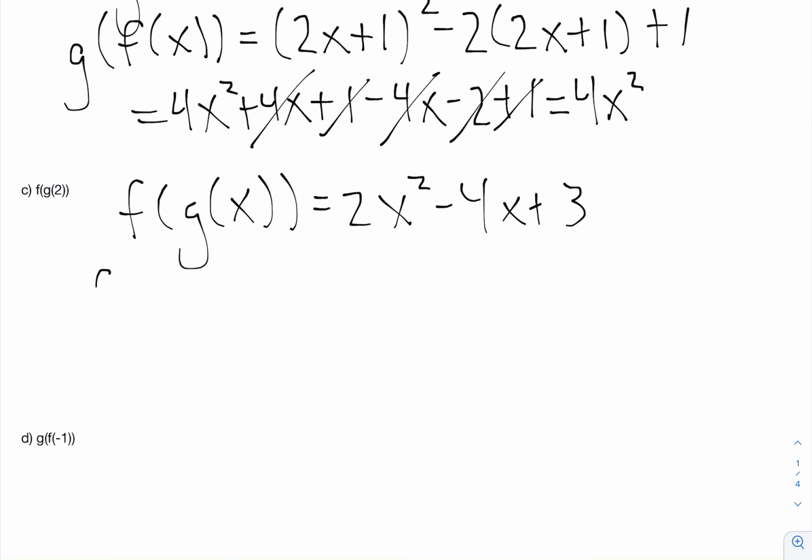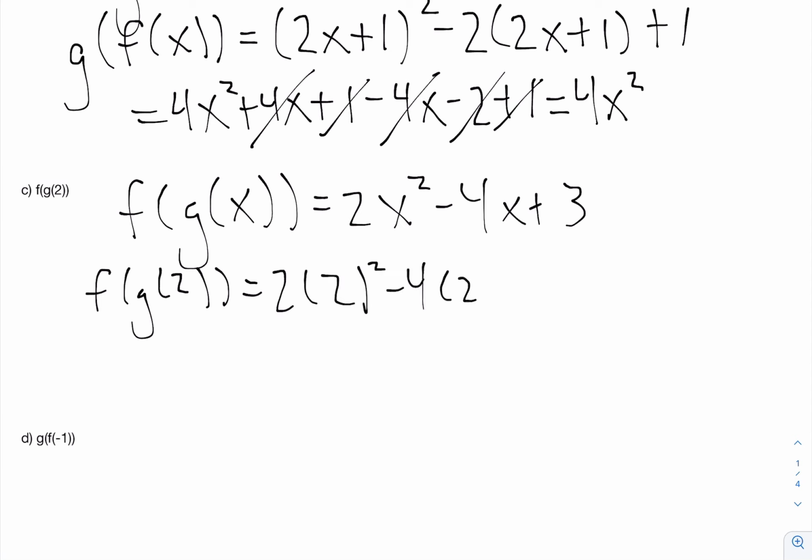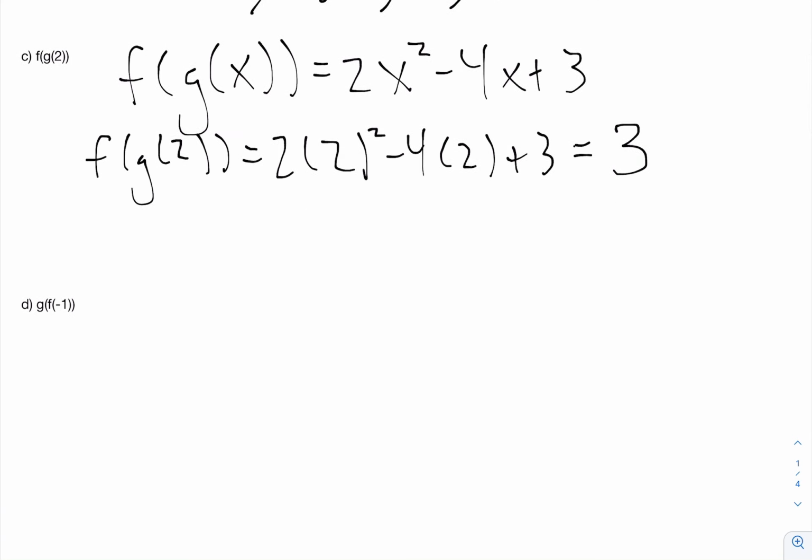Okay, so now f of g of 2, if we're evaluating it at 2, it's going to be 2 times 2 squared minus 4 times 2 plus 3. So everywhere we see x, now we're going to put 2. So now instead of replacing x with another function to make it a composite function, we're taking that composite function and evaluating it at an actual point, at an actual true value. So this is going to be 2 times 4, so that's 8, minus 8 plus 3, so this is going to be 3. Okay, so f of g of 2 is 3.